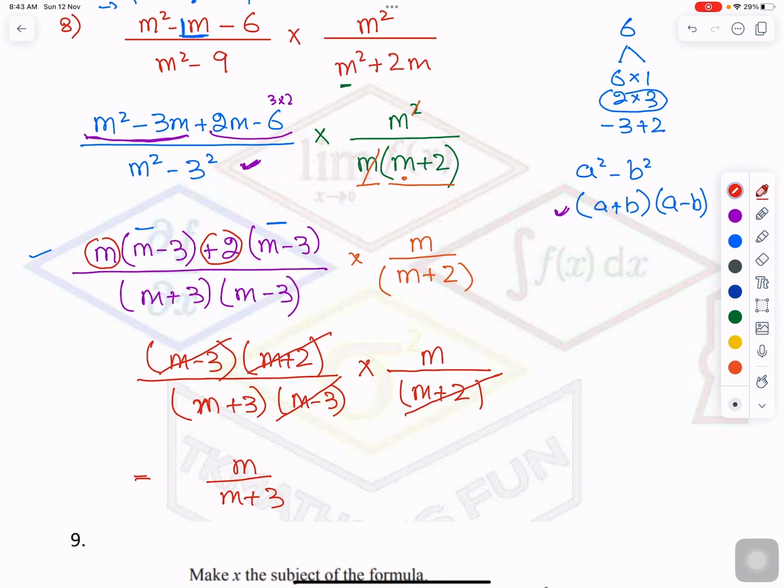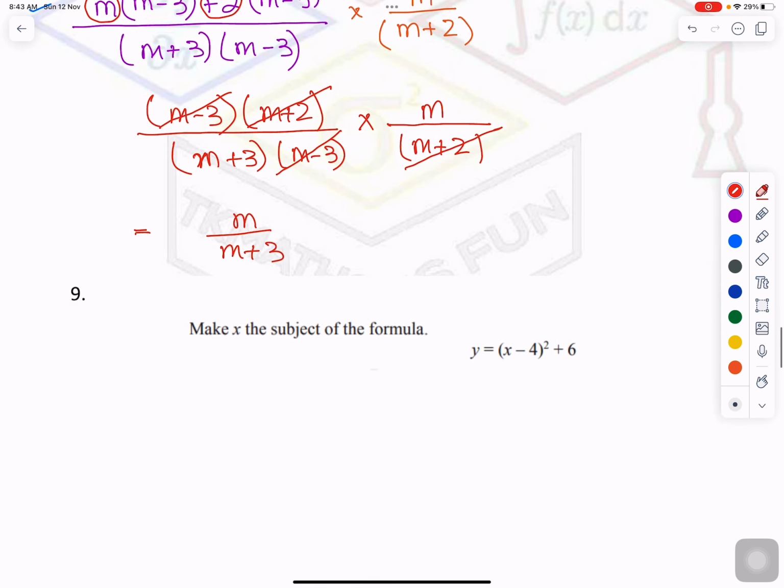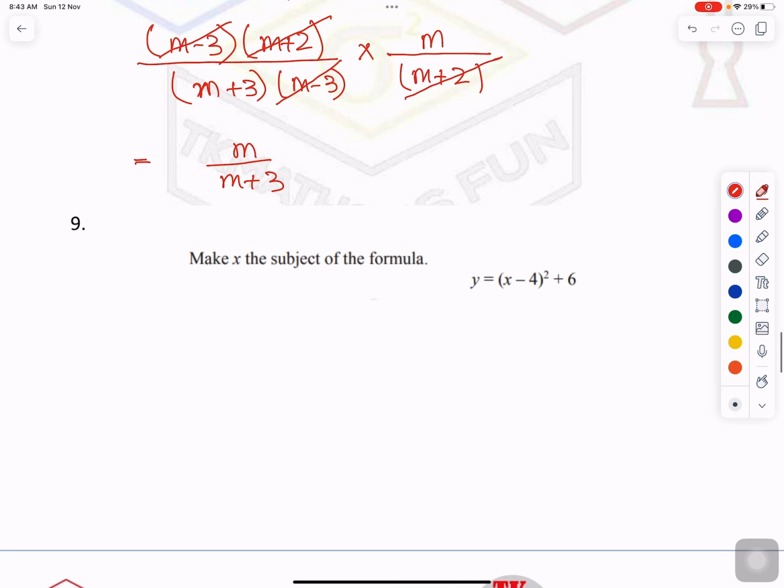This was a rather challenging question. In this case, you have to make x the subject. Sorry, I said the last one was the last question of the video, but this is actually the last question. So now if I have to make x the subject, it is within the bracket and a square. So I need to remove this square. But before that, 6 will be shifted to the other side. So y minus 6 is equal to x minus 4 square.